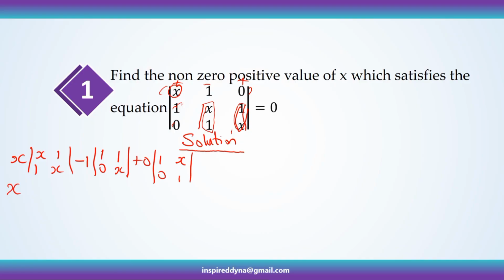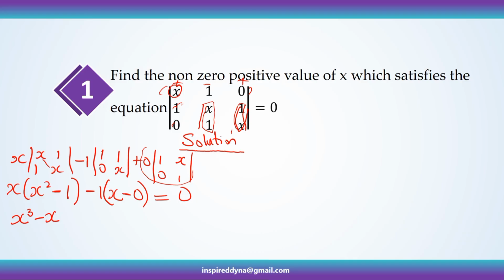Without wasting time, you find the determinant of this. You have your x outside, you open bracket, x times x, so you have x squared, minus 1 times 1, minus 1. Then minus 1, you open bracket, 1 times x, you have x, minus 0 times 1, minus 0. Everything here is 0. We just need to expand this. When you expand it, you have x times x squared, x cubed, minus x here. Then you have minus 1 outside here. When you multiply it by this one, you have minus x, which should give you 0.